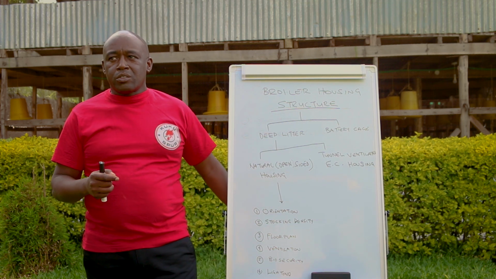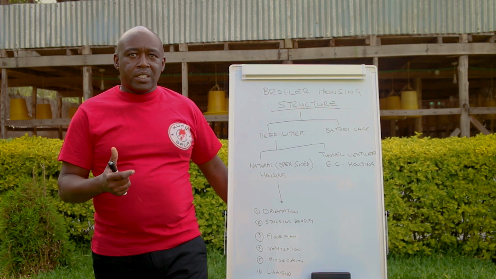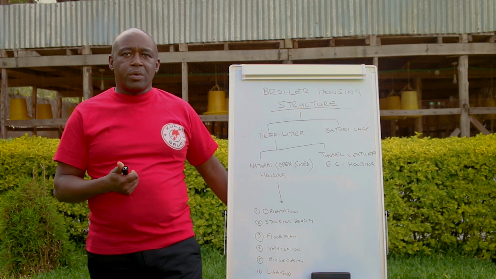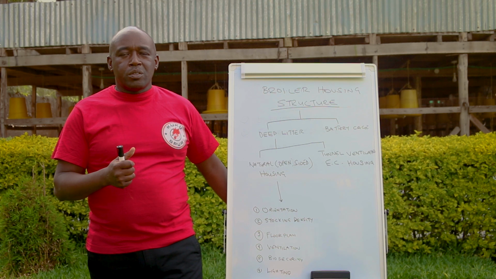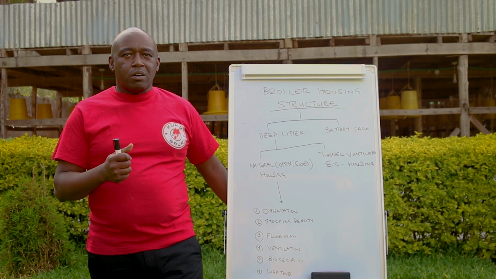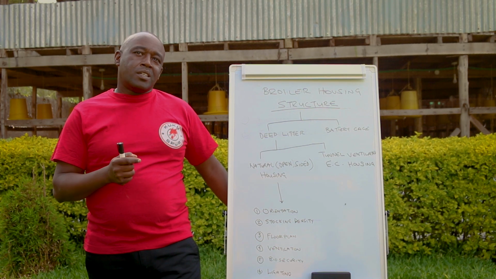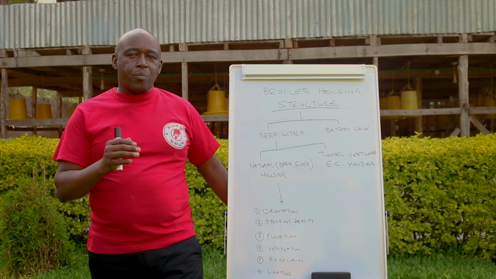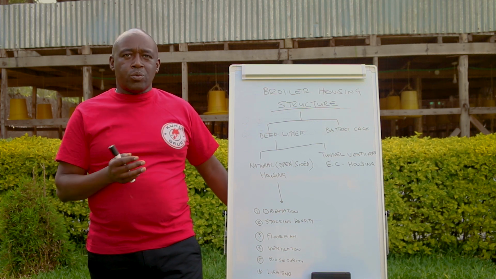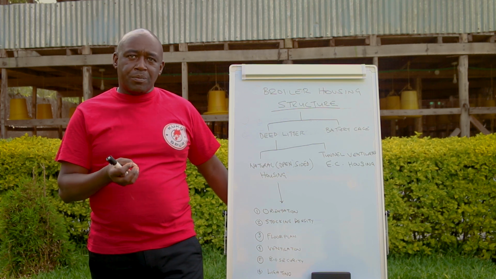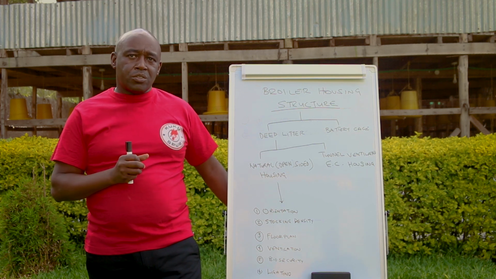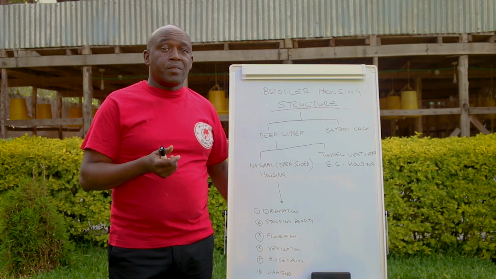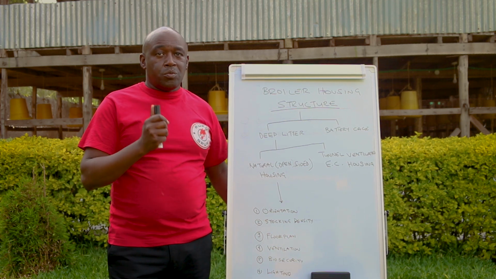Now, you may also witness wild birds getting into a broiler house. That's also a breach of biosecurity, meaning your house must be able to prevent entry of any wild bird or any other rodent by having the wire mesh neatly tucked in all areas where rodents or wild birds can get into the house. So some of those are very important things that you need to be aware of.